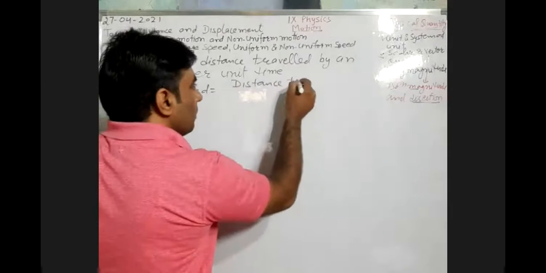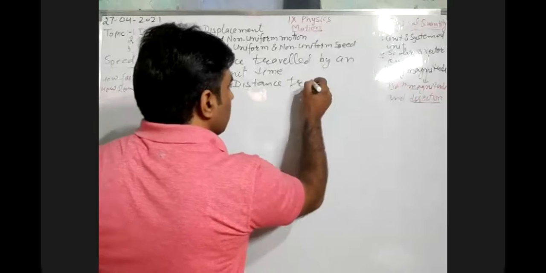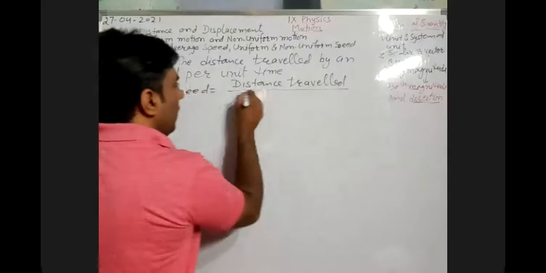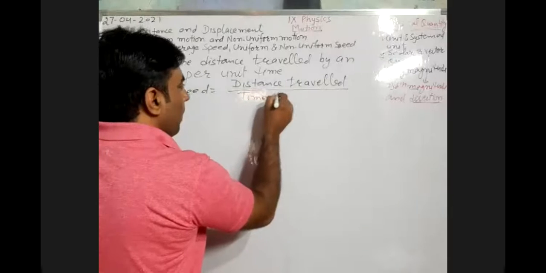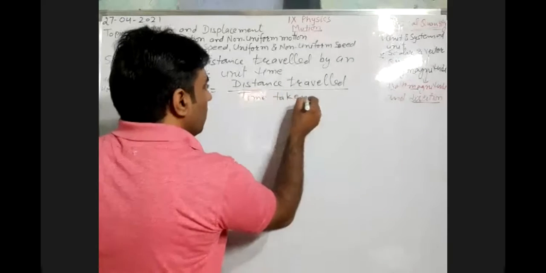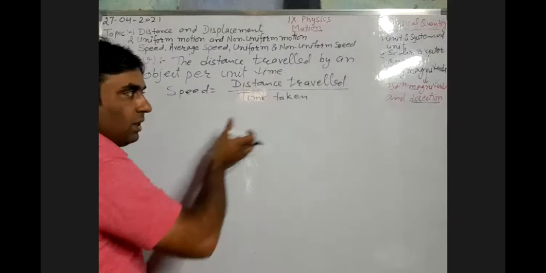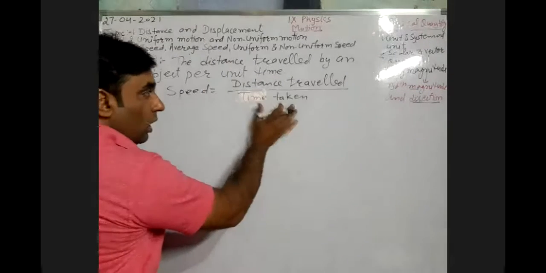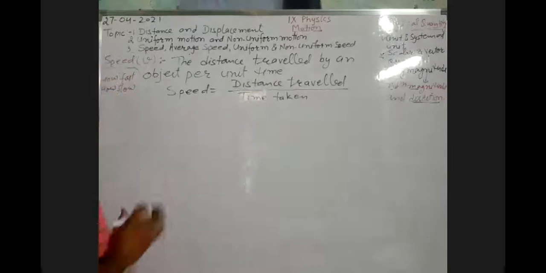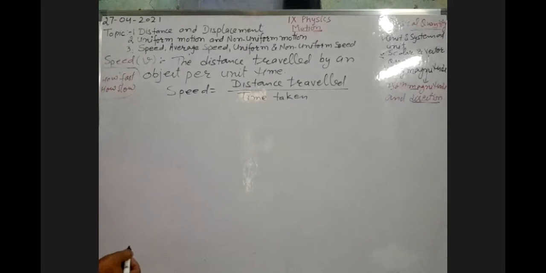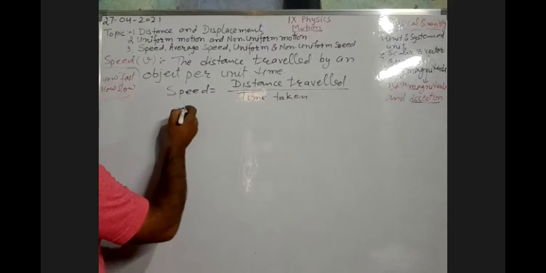traveled divided by time taken to cover this distance. So the distance traveled and the time taken to cover that distance is known as speed. So when we divide the distance by the time taken, we get speed. So we can formulate this like this.